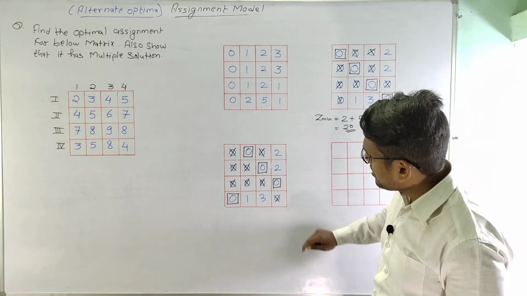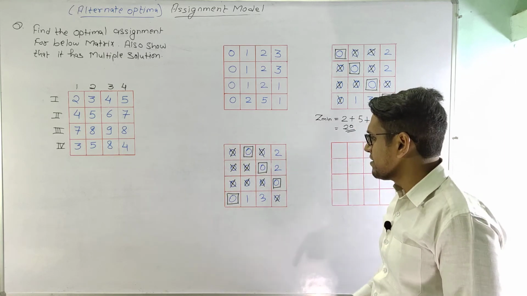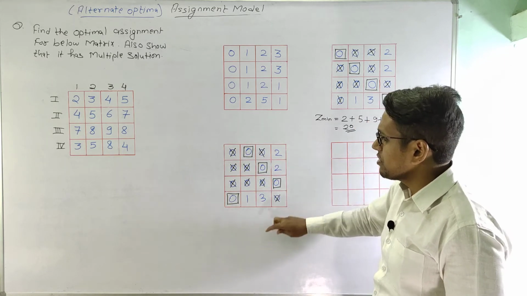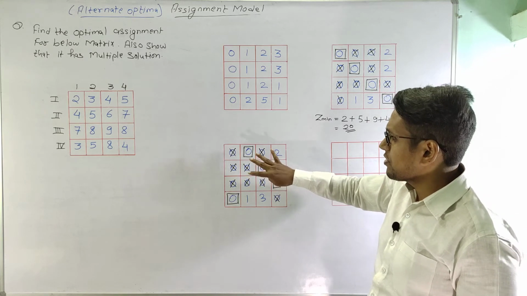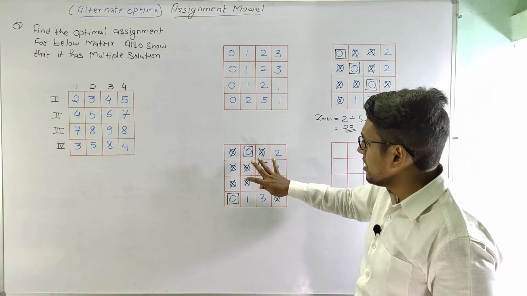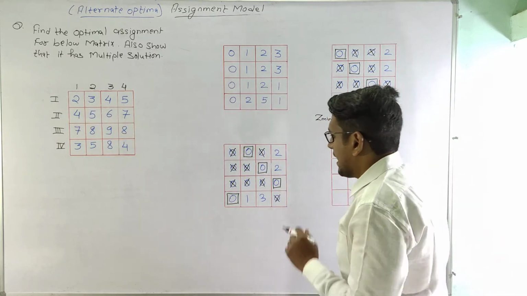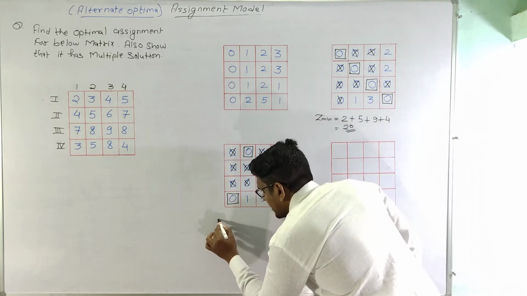And as we can see here, we have 4 assignments in a 4 cross 4 matrix. That means this solution is also optimal for this particular matrix, and if this is optimal for this matrix, this solution is also optimal for the original matrix. And now let us calculate the value of z here.